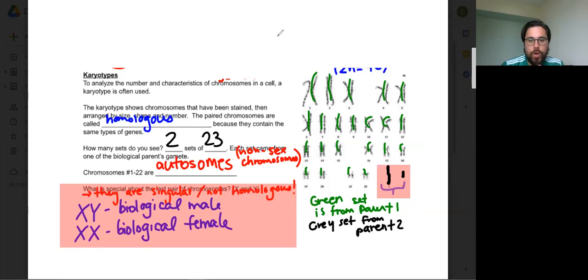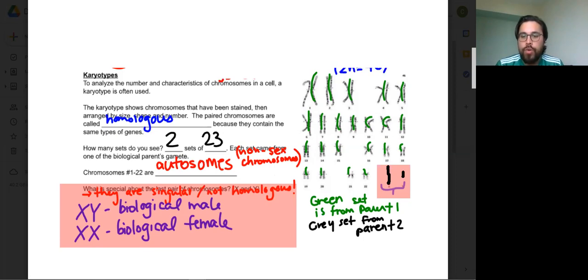What's the difference between autosome and homologous? Autosomes are non-sex chromosomes. Homologous is the pairing of those chromosomes. So homologous was that example we looked at just before, where I talked about the brown hair and the blue eyes and how the DNA matches up on a homologous pair of chromosomes. Chromosome pair 1 have the same DNA, basically, just with variation.